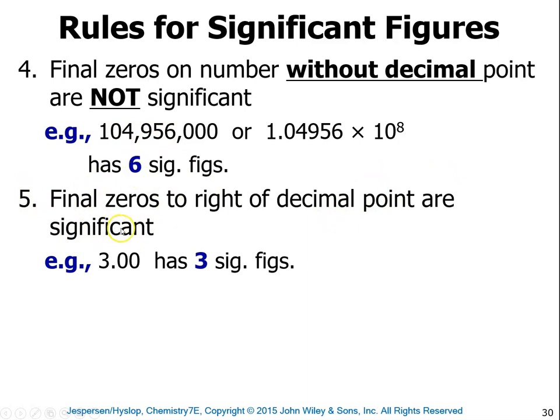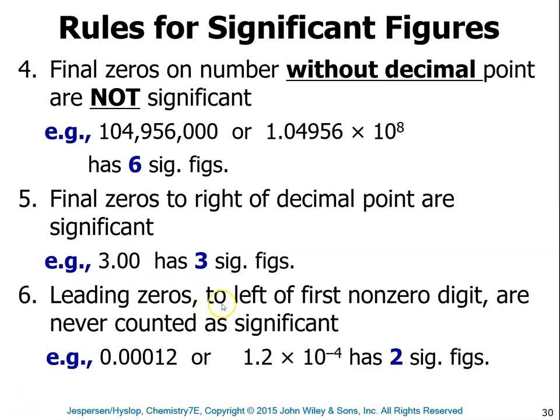Final zeros to the right of a decimal point are significant. So if I put 3.00, remember that tells us the effectiveness of the precision of, for example, a scale that we're using, right? If that scale example we looked at had only 1 decimal place versus 2 versus 5, it's more precise. This measurement tells us something about the precision. So this example has 3 significant digits because it has a decimal point, and you count those digits behind the decimal place.